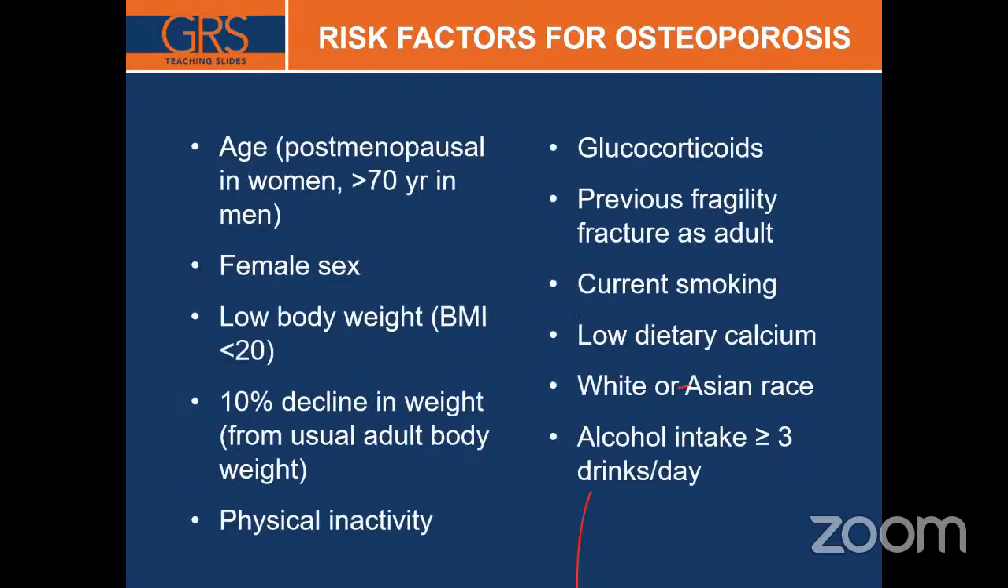Risk factors for osteoporosis. These risk factors are associated with an increased risk of fracture independent of the bone mineral density, which is age, postmenopausal women, and age more than 70 in men. Female sex, low body weight, BMI less than 20, 10% decline in weight from usual adult body weight, physical inactivity, glucocorticoids, previous fragility fracture as adult, current smoking, low dietary calcium, white or Asian race, alcohol intake, more than 3 drinks per day.